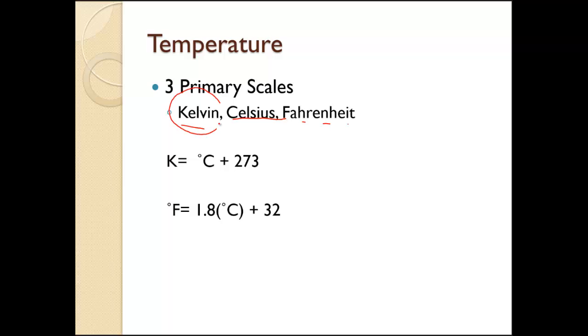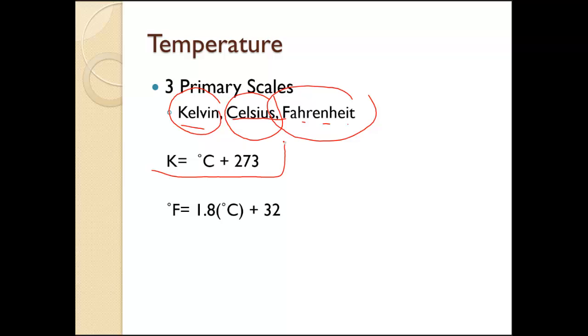Kelvin is the scientifically determined temperature scale, meaning that the zero starts at absolute zero, where all matter stops moving. Celsius is the metric temperature scale. It starts where water freezes. And then Fahrenheit is the English.